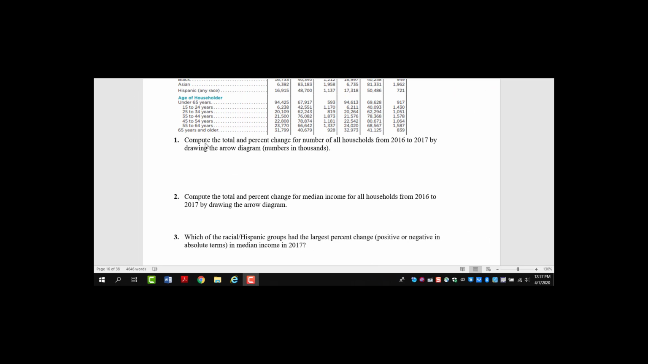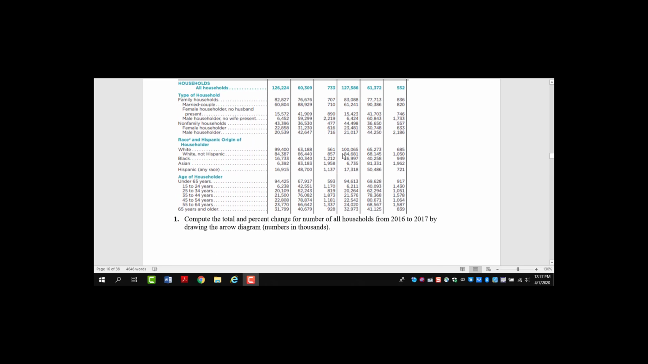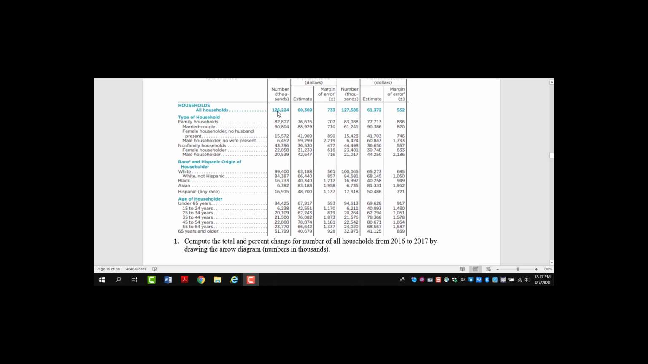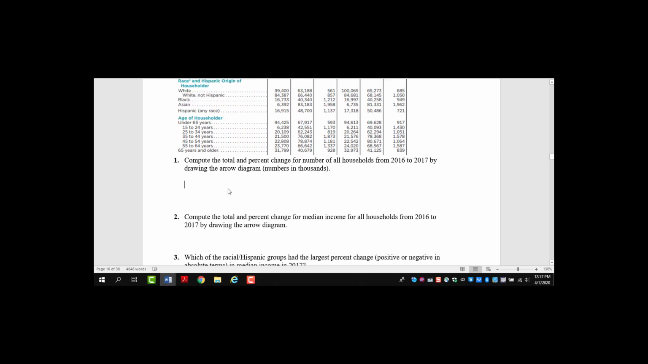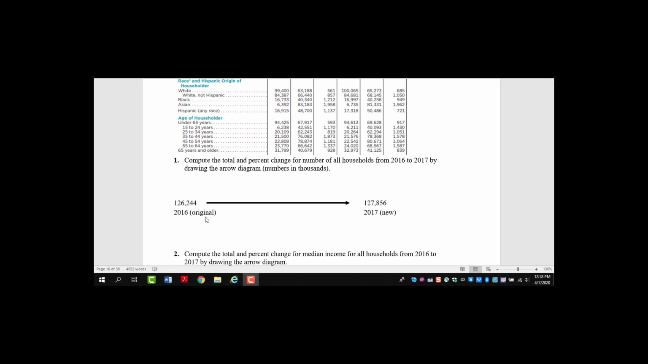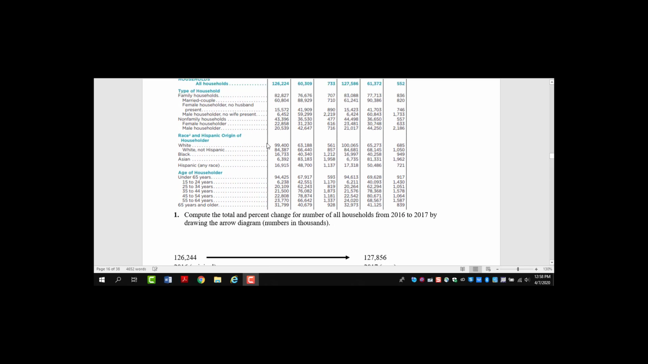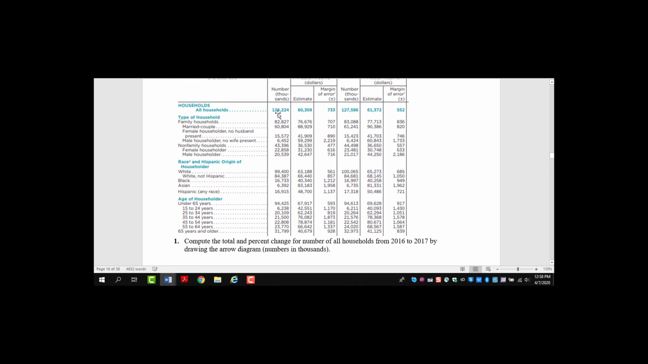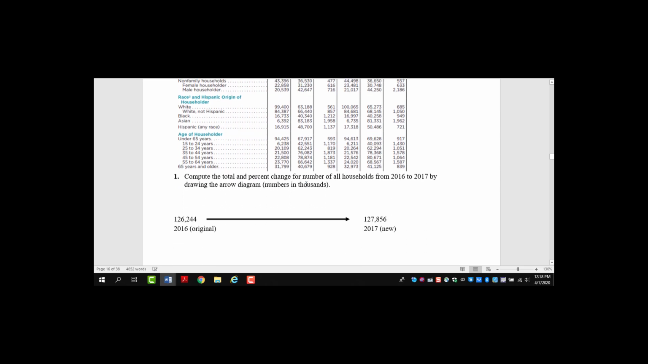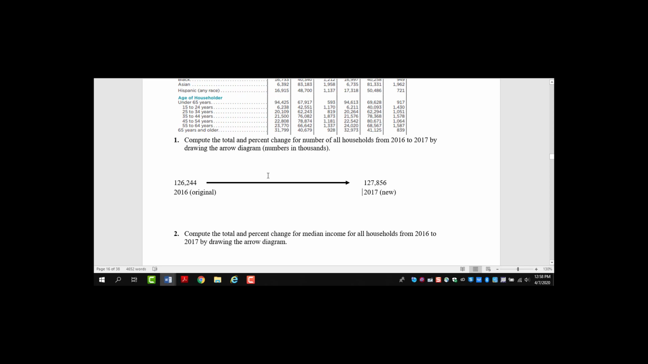So we're going to compute the total and percent change for the number of households, which is right here. There's the number of households from 2016 to 2017. And I'm going to use an arrow diagram. And of course, all the numbers are going to be in thousands. I don't want to add zeros just to make things confusing. So let me give you an arrow diagram here. So I started the arrow diagram and I used the 2016 number and the 2017 number, the original and the new.